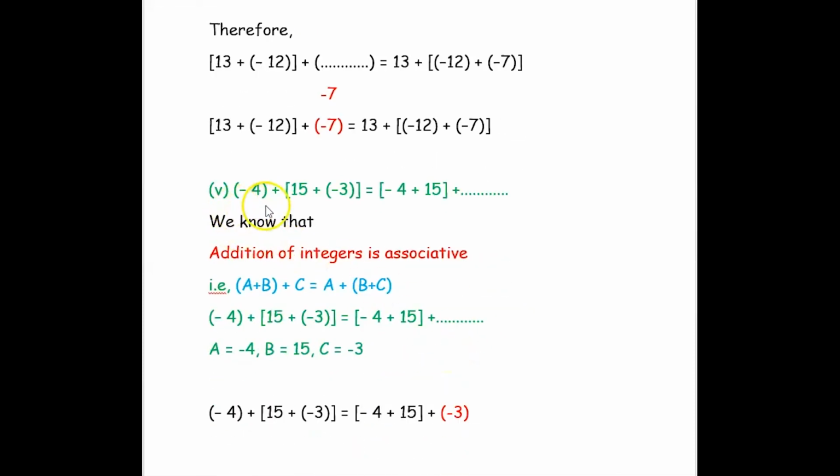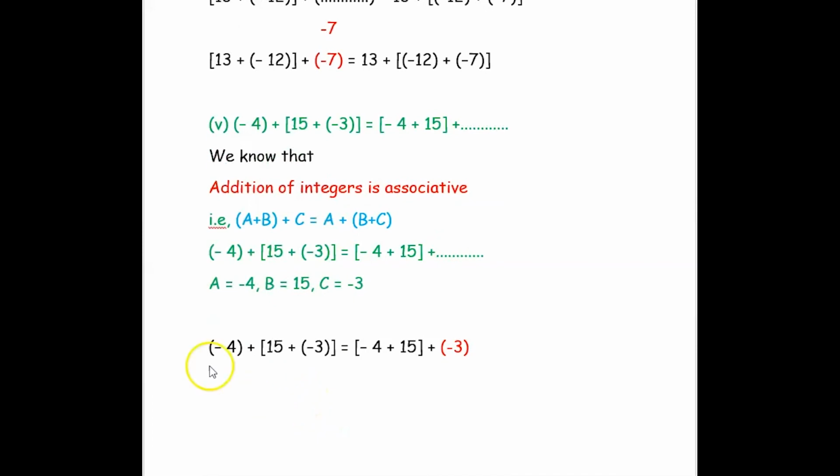Next question is, negative 4 plus 15 plus negative 3 is equal to negative 4 plus 15 plus blank. So previously we have seen that addition of integers is associative. The same concept we are using here. So a plus b plus c is equal to a plus b plus c. So here the missing number is negative 3.